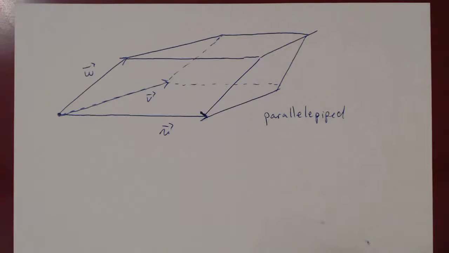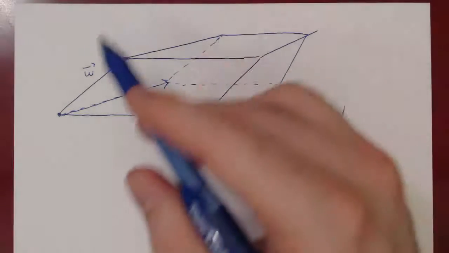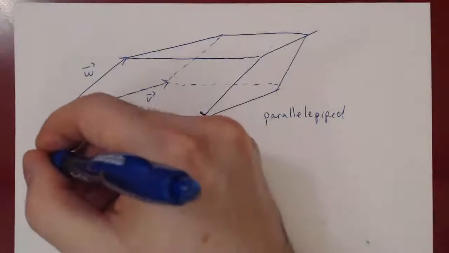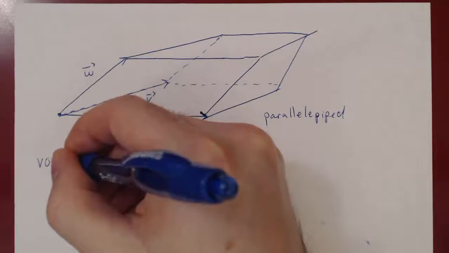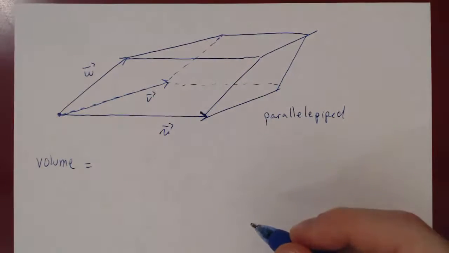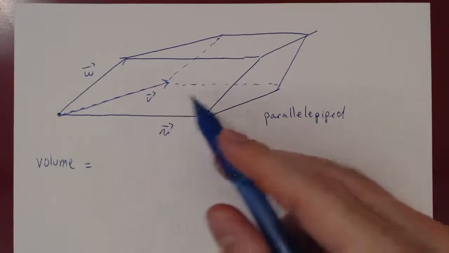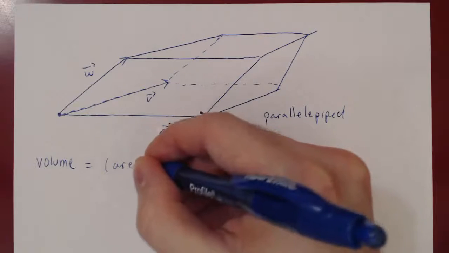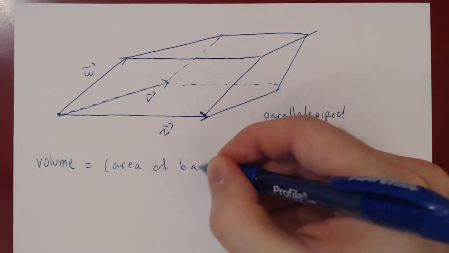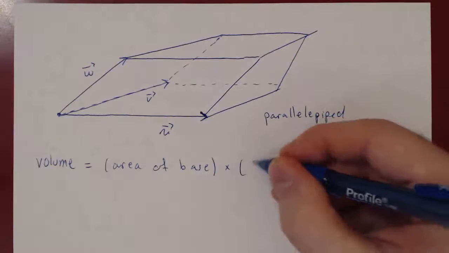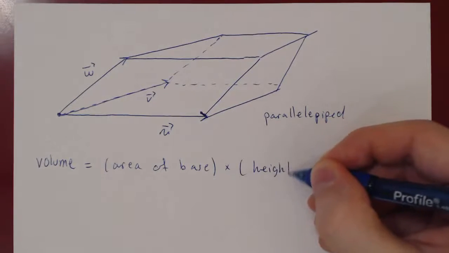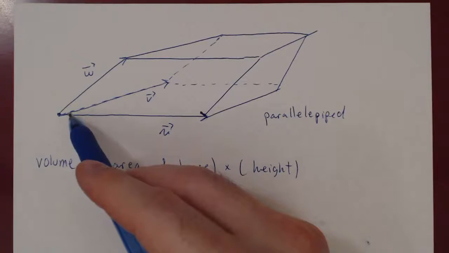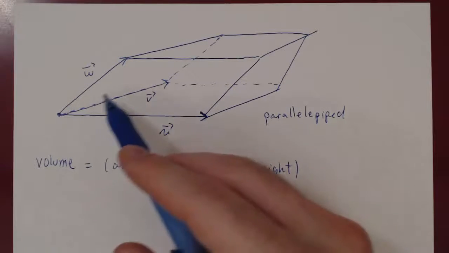And as always, a natural question to ask now is, what is the volume of this solid spanned by these three vectors? Well, let's see. The volume will be the area of the base times the height. Well, one of these two quantities is easy because, what's the base? The base is the parallelogram spanned by vectors u and v.